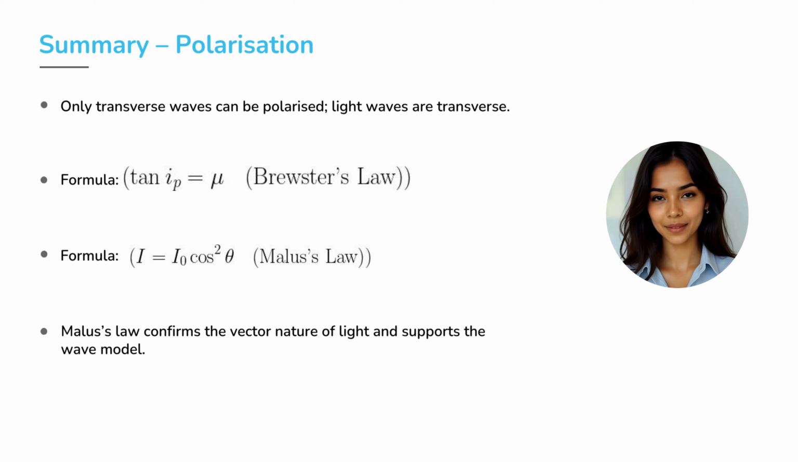And practically, Polaroids and special crystals polarize light either through selective absorption or double refraction. All these phenomena beautifully prove the vector and transverse attributes of electromagnetic waves. That's it for today's concept on polarization.